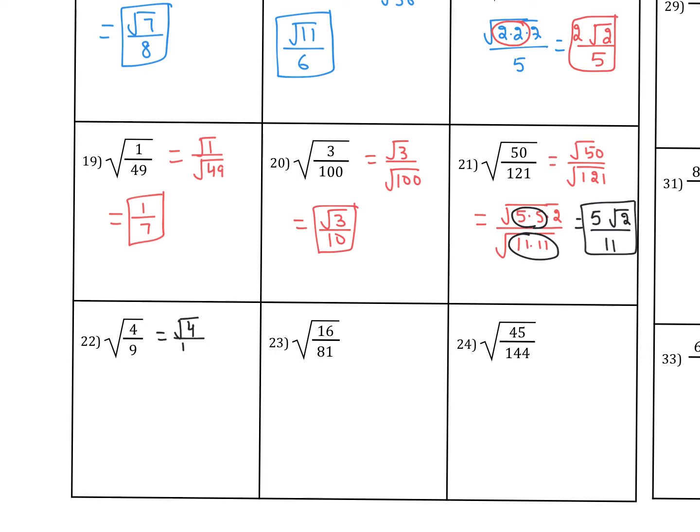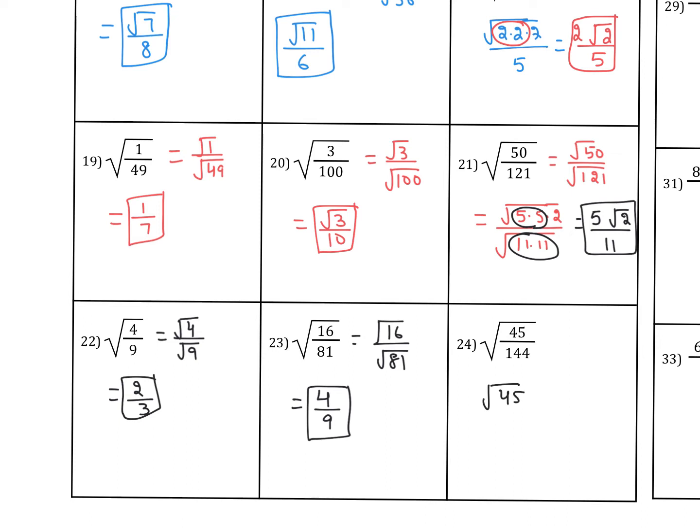Square root of 4 over square root of 9. Square root of 4 is 2 and square root of 9 is 3. 2 over 3 is your answer. Square root of 16 divided by square root of 81. Square root of 16 is 4 and square root of 81 is 9. 4 over 9 is your answer.